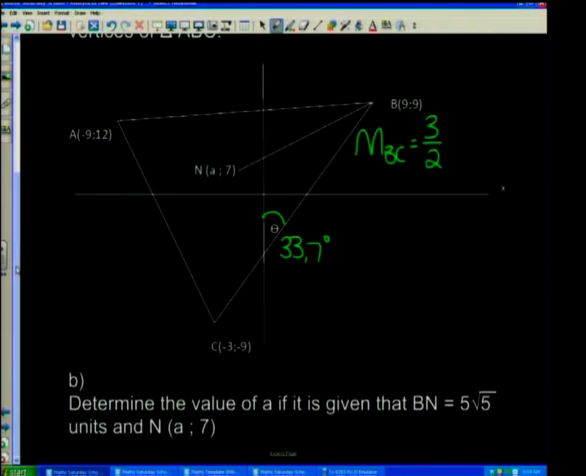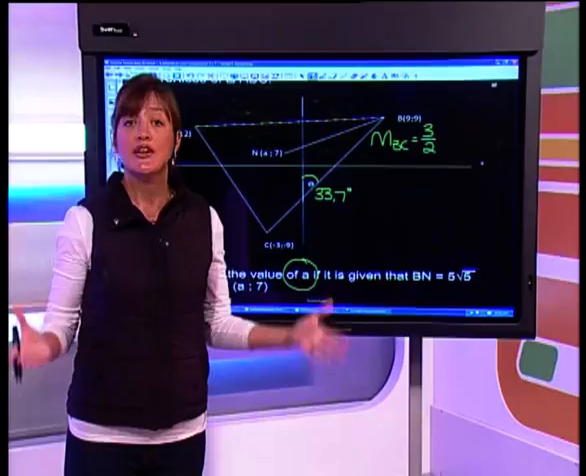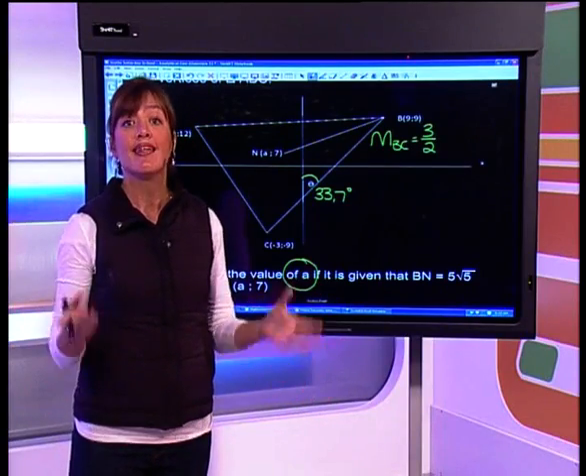Right, the next question is now saying we are going to determine the value of a if it is given that our distance from B to N is 5 root 5 units. And point A is the coordinates of A, which we don't know, and 7. Okay. Grade 12s, which formula are we working with?